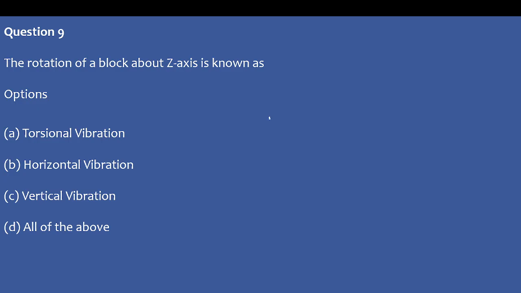The rotation of a block about z axis is known as. Let's say you have a certain block, and this is your z axis, this is your y axis, this is your x axis. When I'm rotating this box around this axis, what do we call that type of vibration?